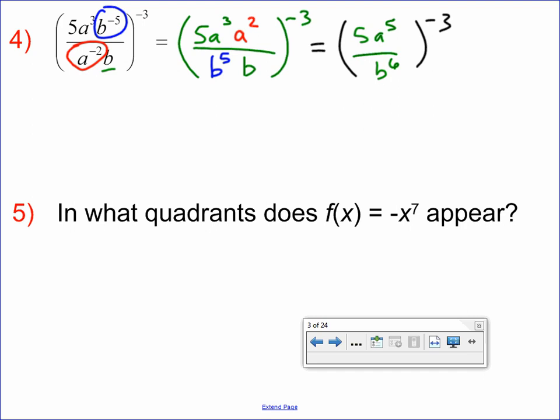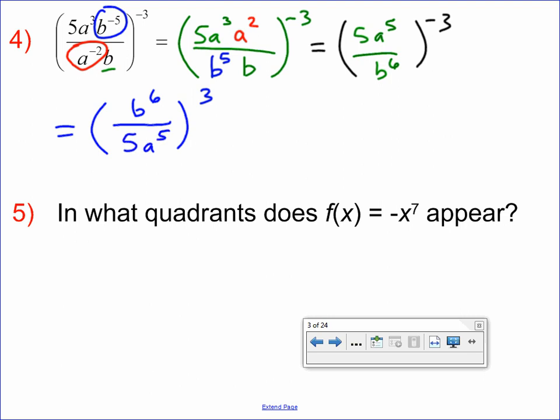Does that mean negative answer? No, it means reciprocal. So we'll go ahead and rewrite the inside quotient as the reciprocal and then raise to the positive third. So it's no longer 5a to the 5th over b to the 6th, it's now b to the 6th over 5a to the 5th.